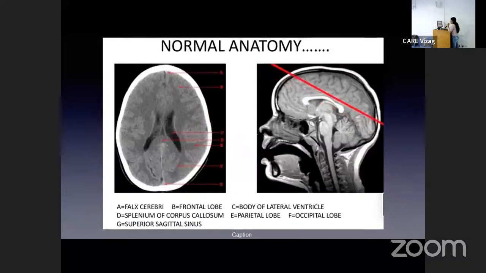And this section, which is taken at the level of the lateral ventricles well above, here it is. The banana-like structures which are opposed to each other are the lateral ventricles, the body of the lateral ventricles basically. Here we have the frontal lobe, the dura falx cerebri, the dura invagination into the cerebral hemisphere, and what you're getting over here is the superior sagittal sinus.